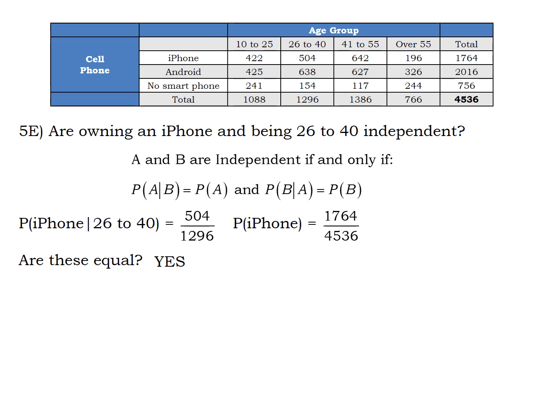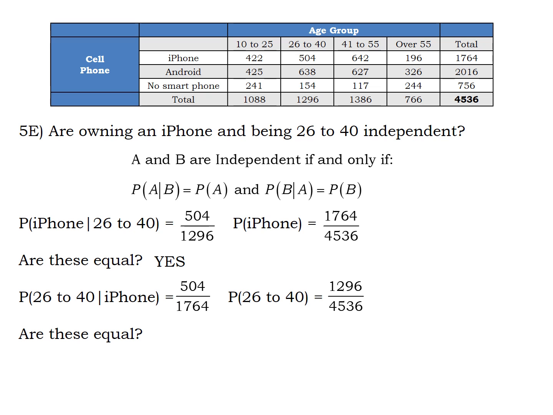Okay? So those were the first two probabilities, part A and B, we did a minute ago. Now if we look at C and D, we had the probability that they were in the 26 to 40 age group given they owned an iPhone, which we found to be 504 out of 1764. Okay? And the probability that they were in the 26 to 40 age group, 1296 out of 4536. So again, I ask you, are these equal? Okay? So if you grab your calculator, check it out, and you'll find they are in fact equal.